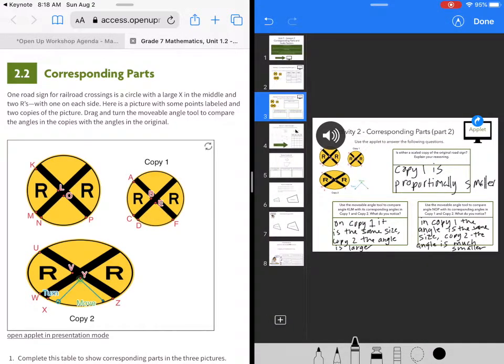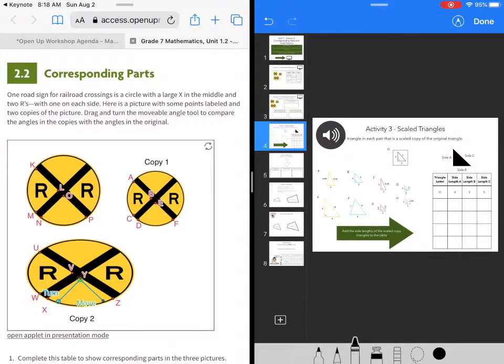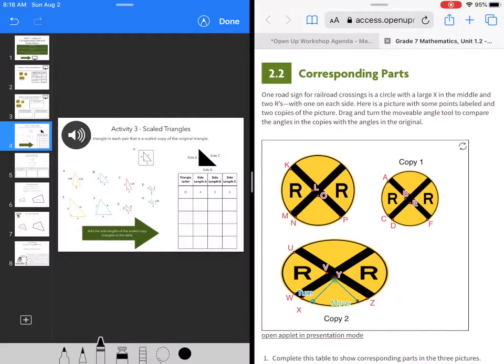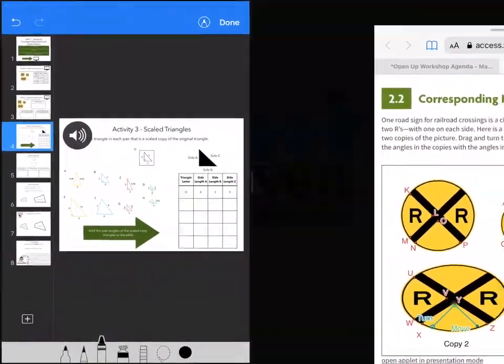All right, so now I'm done with this one. So I'm going to go to my next. I don't need this applet anymore. So I'm going to push it off. Whoopsie. Maybe it'll go. There we go.